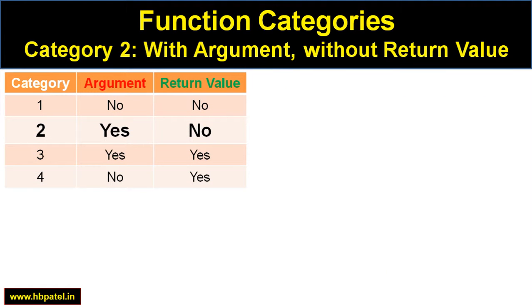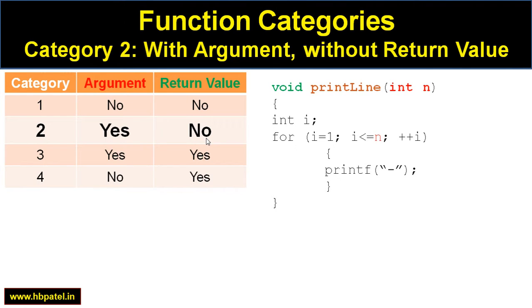Now let us take the second category, function with argument. That means we are going to pass something as an input, as an argument, but we are not going to return anything. So how do I declare that kind of function? Same function, this void is nothing but we are not returning any value. Print line is the function name, and now instead of void, it is int n. We are passing one argument which is of type integer, so that's why I've written int, and the variable name is n.